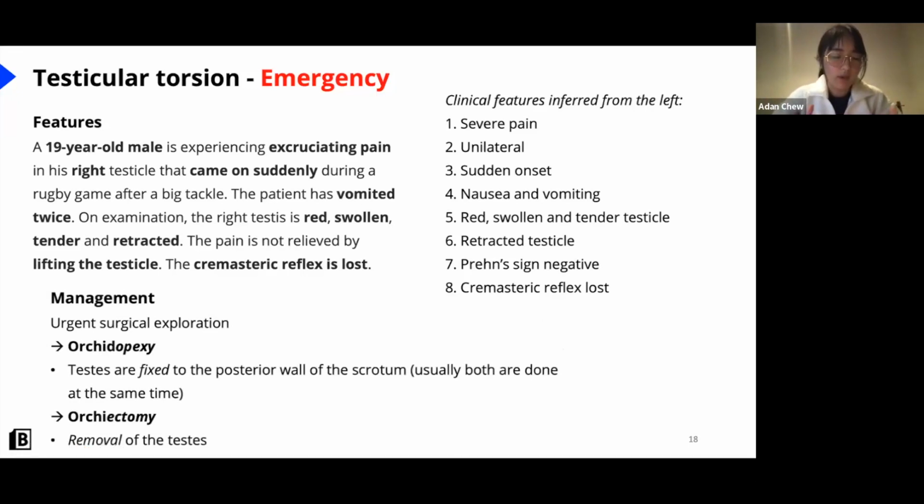So the management would be urgent surgical exploration, orchidopexy, which is where both testes are usually fixed to the posterior wall of the scrotum, and usually both are done at the same time. Orchiectomy, which is the removal of the testes, is sometimes done depending on what the patient wants. There's also something called the bell clapper deformity, which is a risk factor for torsion. It's how the testes are arranged, and it's usually a congenital physiological variant that puts someone at an increased risk of torsion.